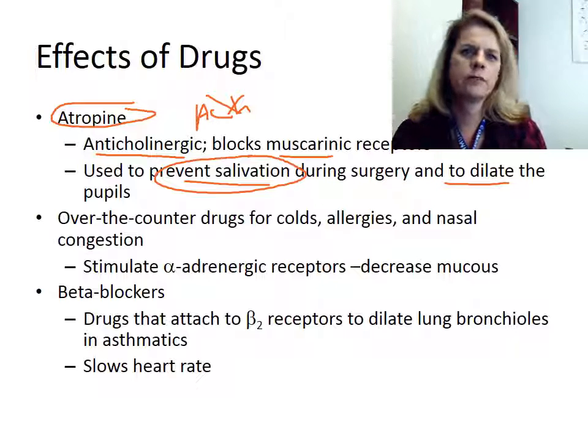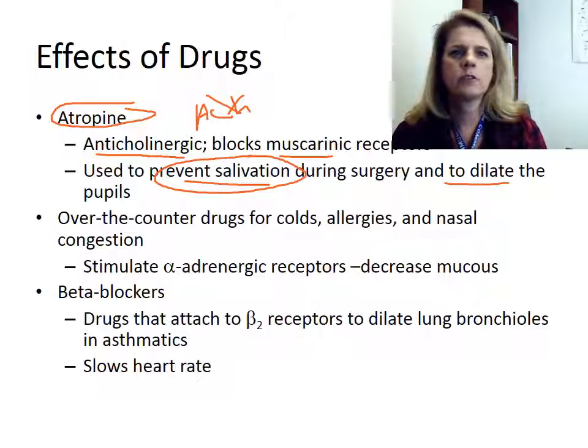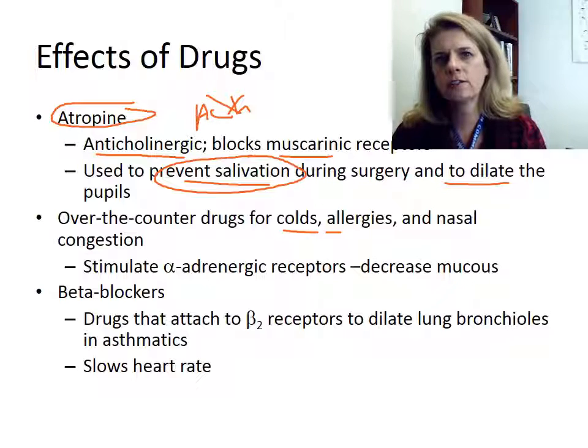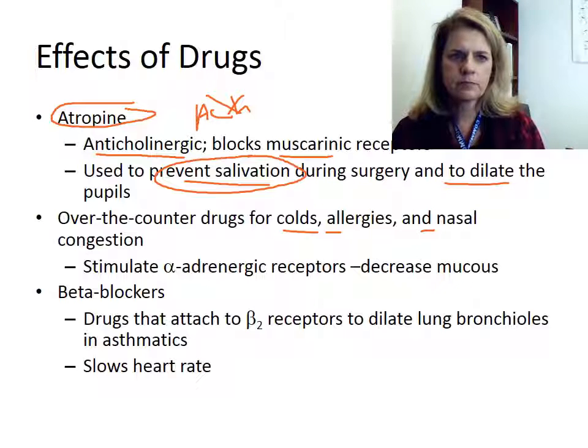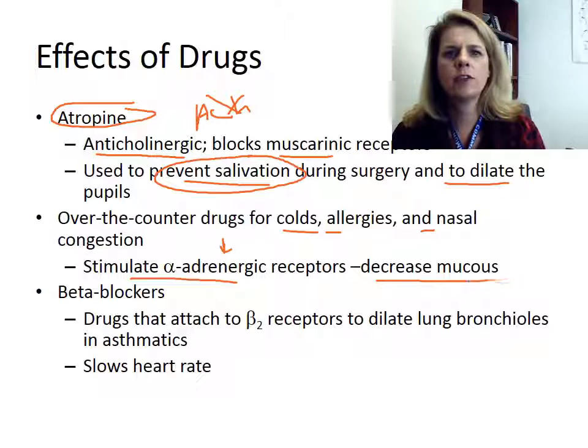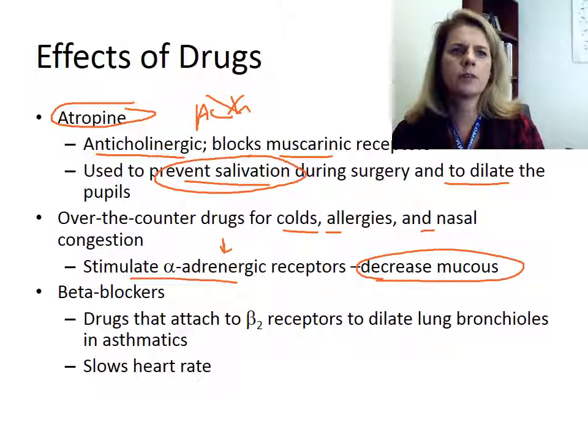Now, there are some over-the-counter drugs that you use for colds and allergies and nasal congestion. So think allergy season, fall and spring. And these are actually drugs that will stimulate the adrenergic receptor. So instead of blocking them, they actually stimulate. So the drug comes in and binds and causes them to fire. And that allows you to decrease your mucus production.